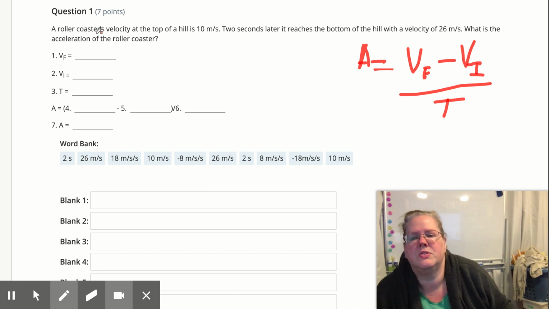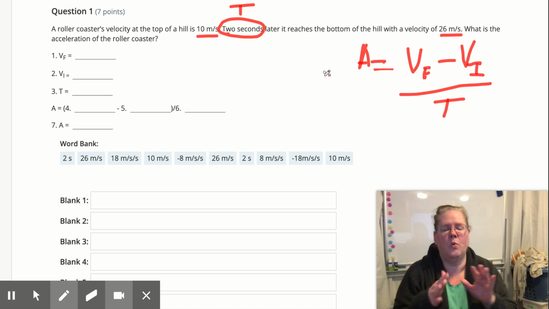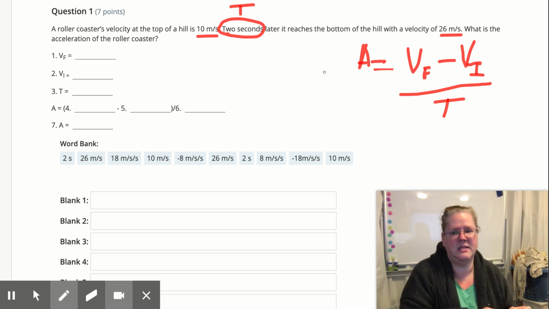So a roller coaster's velocity at the top of the hill is 10 meters per second. 2 seconds later, there's my time, it reaches the bottom of the hill with a velocity of 26 meters per second. So think this through. What's my starting speed and what's my ending speed?